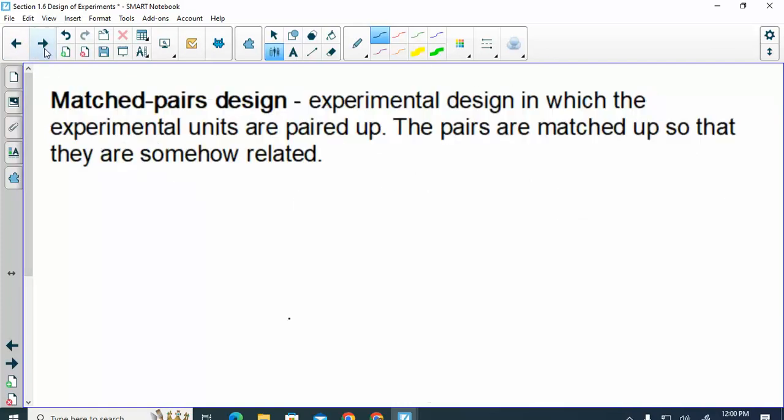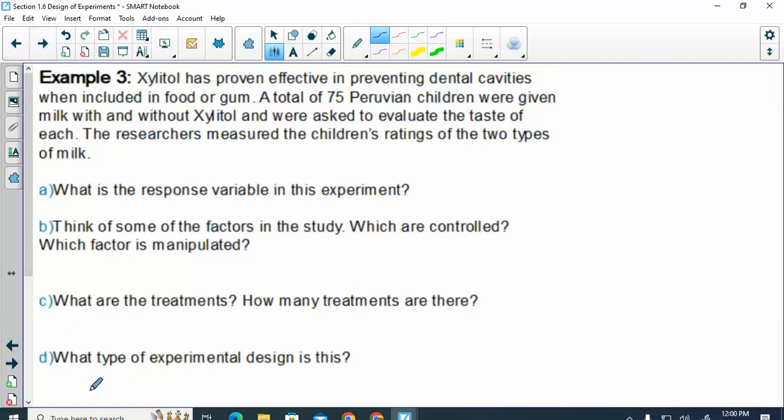Okay, let's look at this example. Xylitol has proven effective in preventing cavities when included in food or gum. So we have 75 children given milk with and without xylitol. And they were asked to evaluate the taste of each. They measured the child's rating of the two types of milk. So what is the response here?